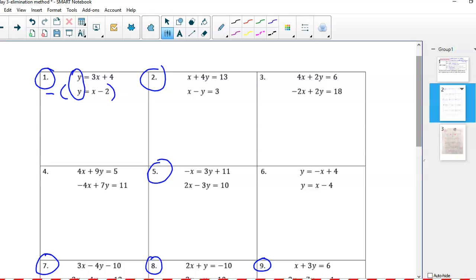y minus y is 0. 3x minus x, 2x. 4 minus negative 2, 6. We've eliminated y. Now we can solve for x. In this case, the only way to really solve for x is to move 6 to the other side, and then to divide it. So what does x equal? Negative 3.